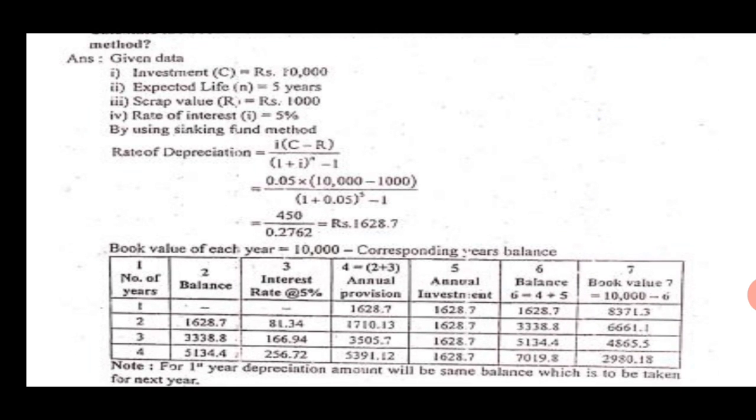Here the only thing is the interest is given, so you are calculating the rate of depreciation. The depreciation amount is fixed for every year, but this amount will carry some interest also, and for that interest you have added one more column here.